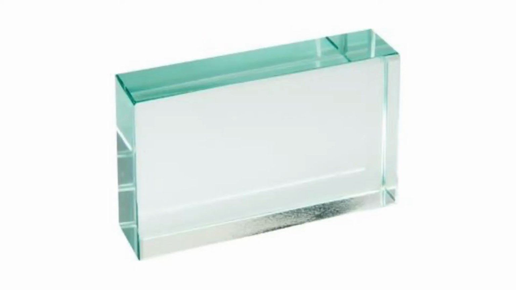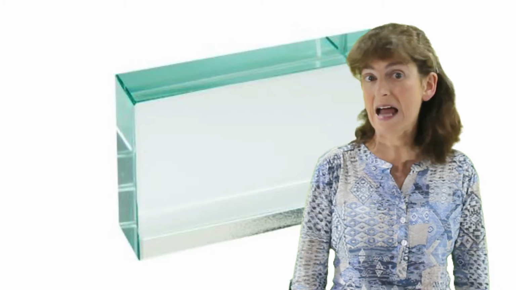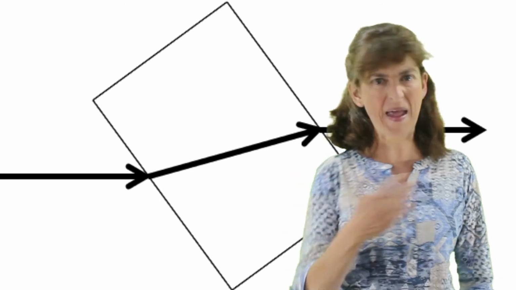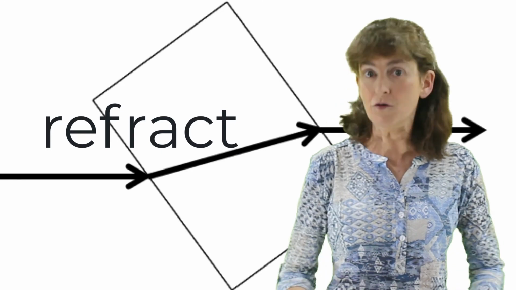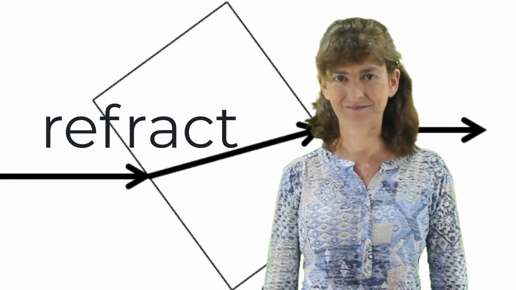Here's a transparent block of perspex. We can call it a rectangular prism. What does a rectangular prism do to light as it lets the light through it? It bends the light. The scientific term for bending while traveling through is refract. The rectangular prism refracts light.